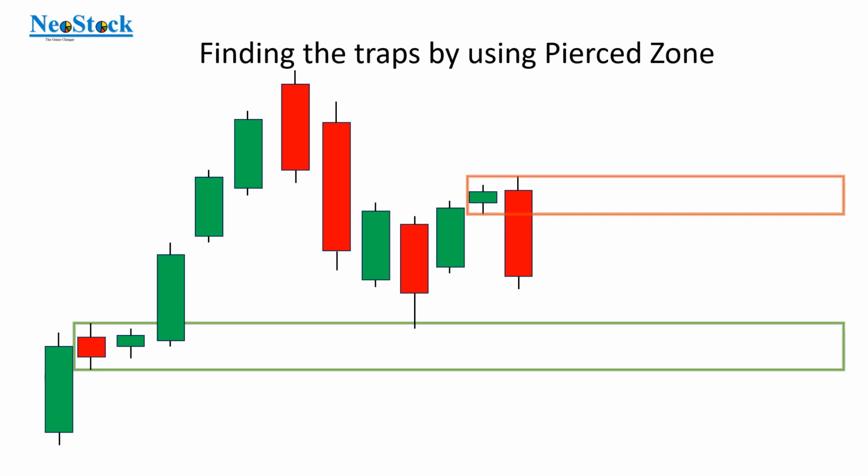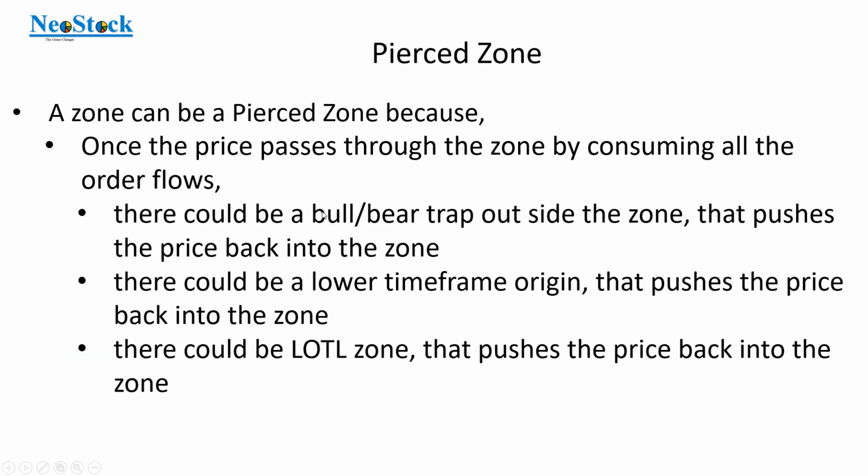What are the reasons for a zone becoming a pierced zone? These three are the reasons: bull or bear traps, lower time frame zone horizons, or LOTL zones. Now what you have to do is make use of these reasons.